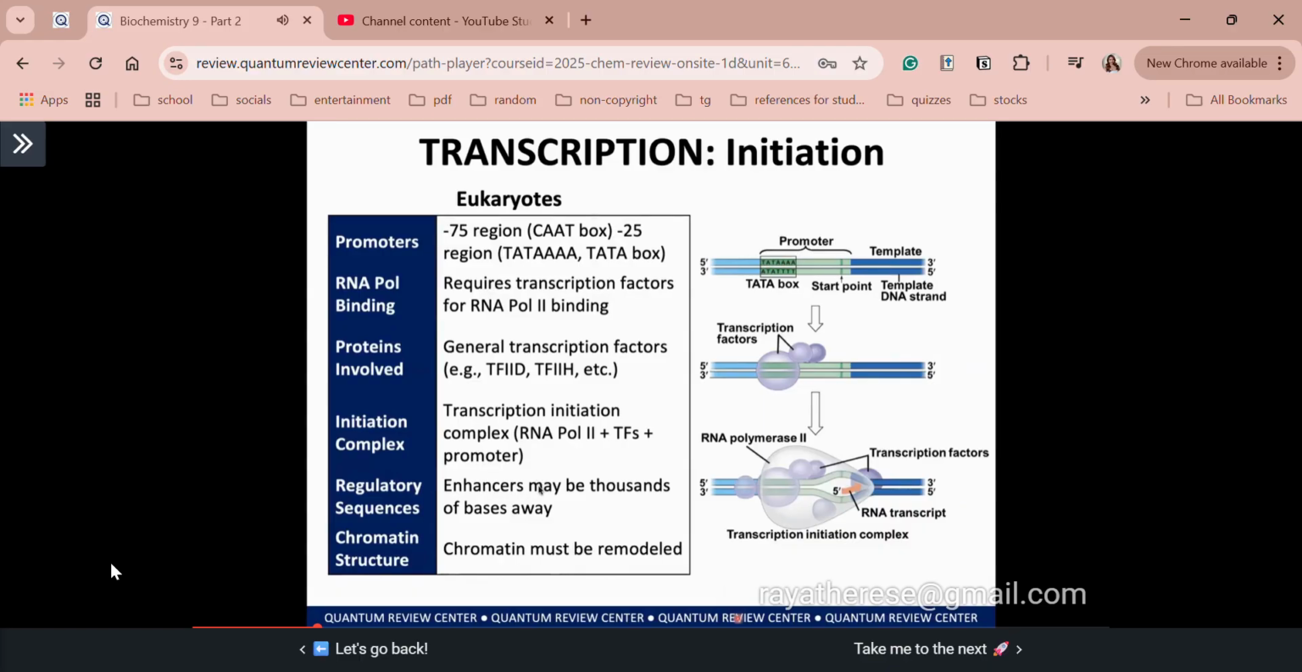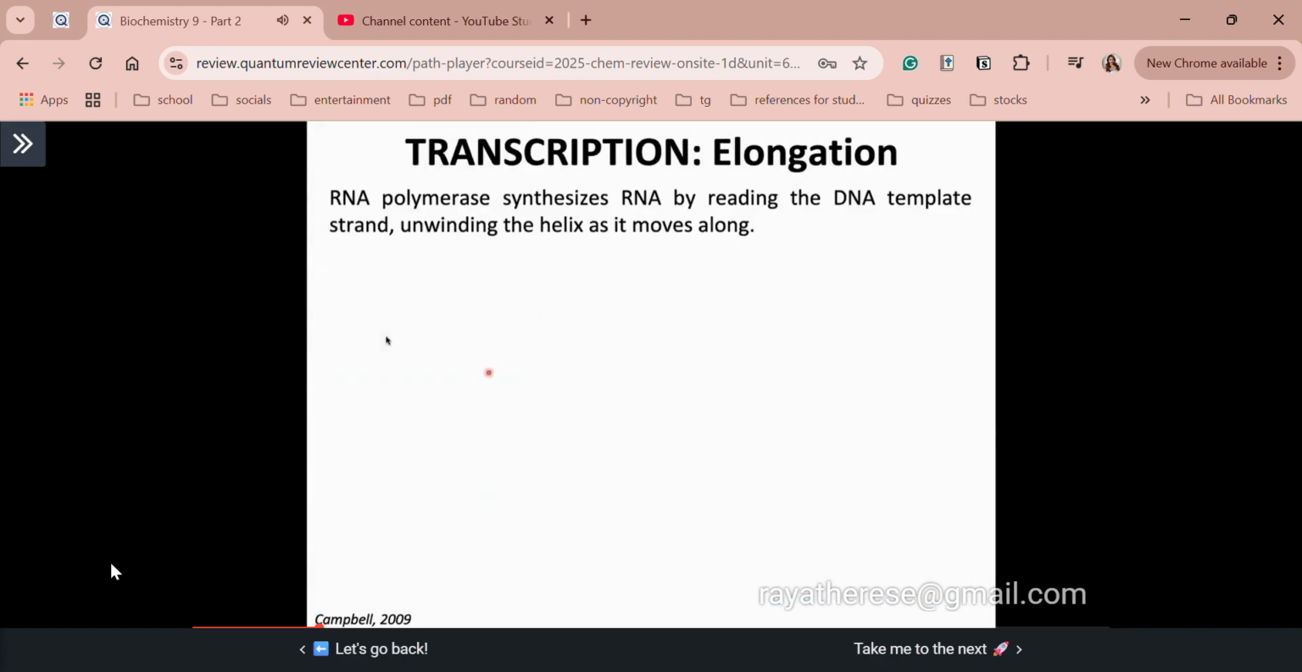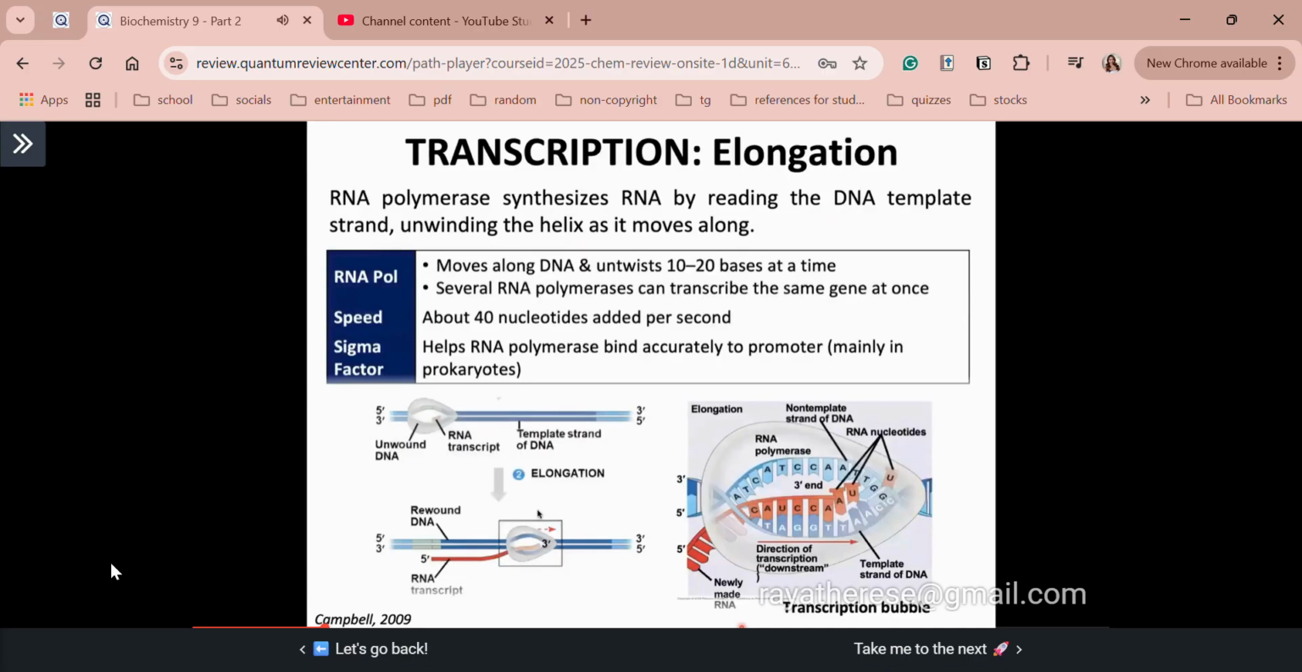All right, class, now we are done with the initiation. Very straightforward compared to the replication process. For the elongation, this is actually the rapid step. It's basically similar to the elongation step of DNA replication, but here, instead of DNA polymerase, we will use RNA polymerase. It will synthesize the RNA by adding nucleotides, reading the DNA template strand, and unwinding the helix as it moves along. Helicase is no longer needed. Your RNA polymerase can do both, since it has polymerase activity and helicase-like activity.